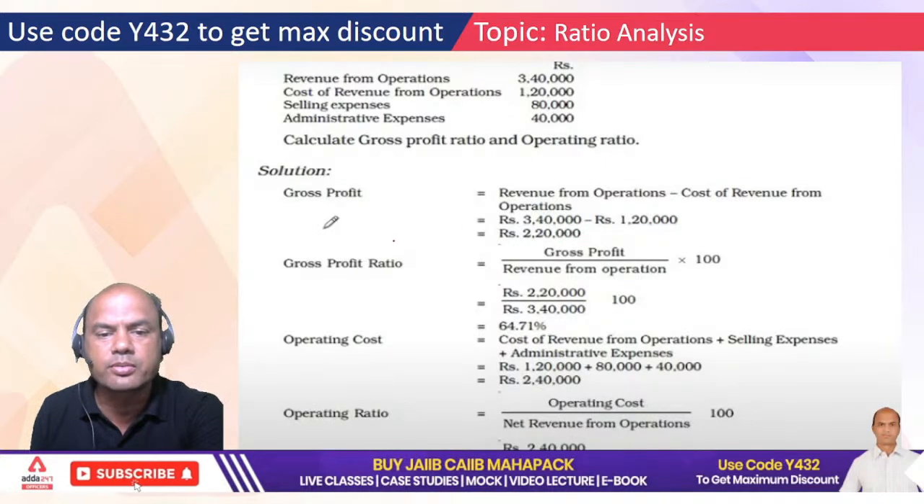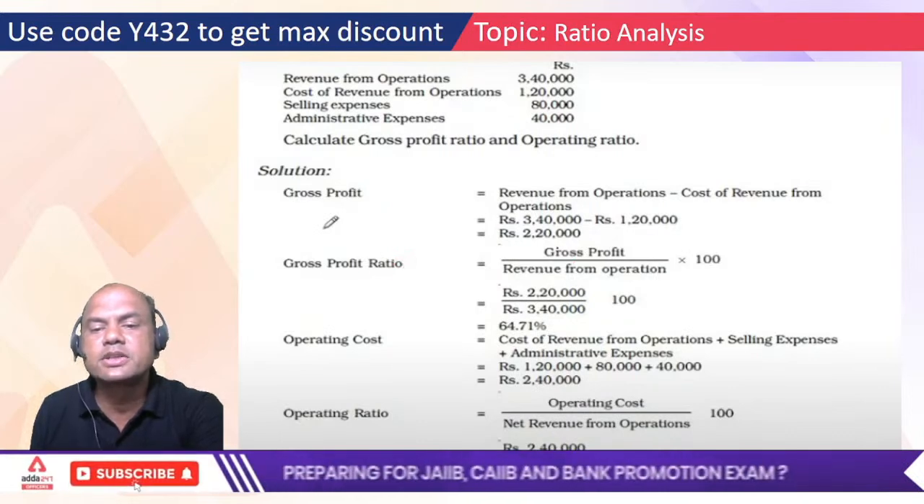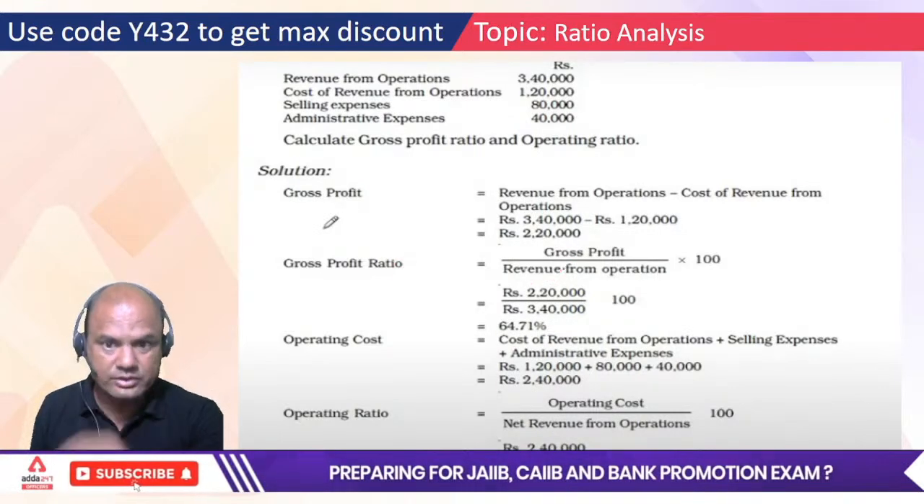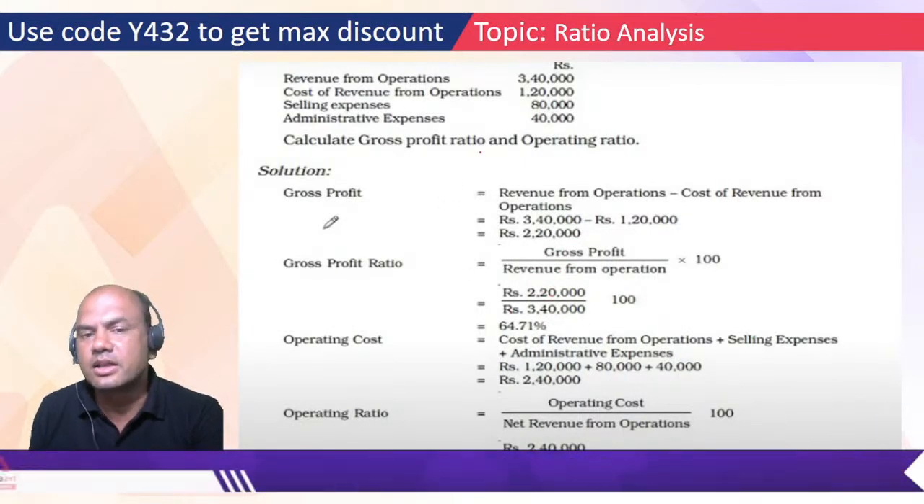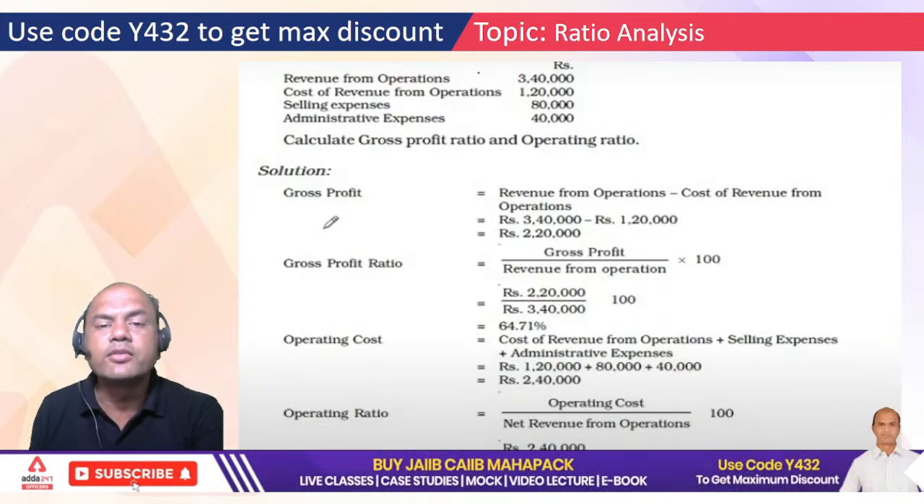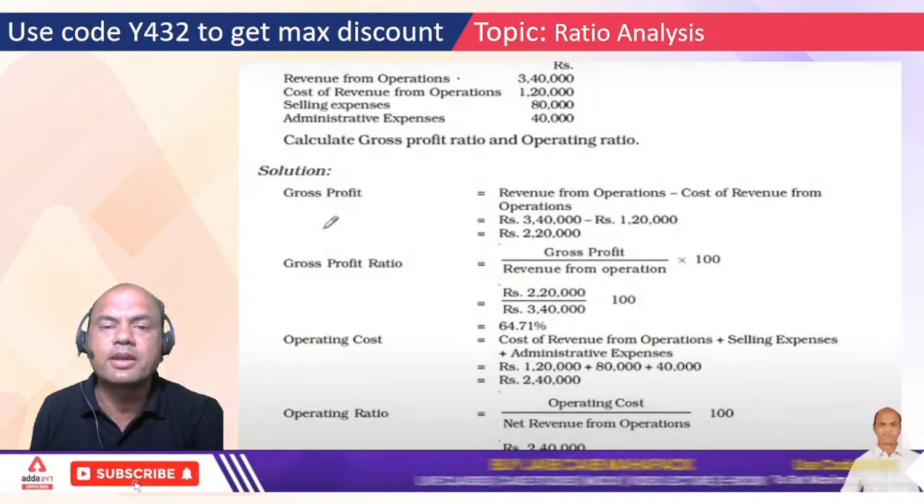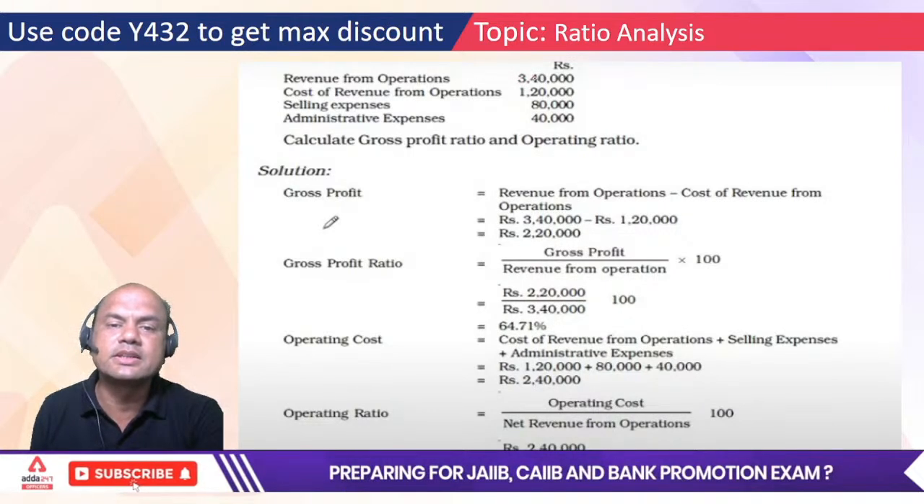Now I've got this gross profit, so now calculate the gross profit ratio. Gross profit ratio is what? GP upon sales, right? So GP, just now I got it, is 220, upon sales, which is 340. Now you'll ask me how do I know whether it's net sales or gross sales. If nothing is given, always use whatever figure is given to you. So consider this as net sales.